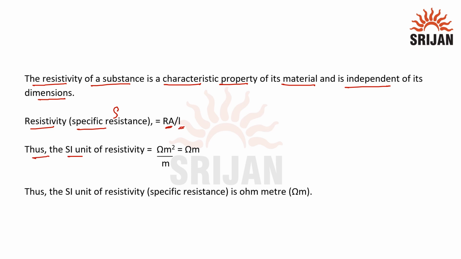Thus, the SI unit of resistivity is equal to ohm meter square divided by meter. This meter will cancel out this one, and here we get the unit of resistivity, that is ohm meter. Thus, the SI unit of resistivity or specific resistance is ohm meter.